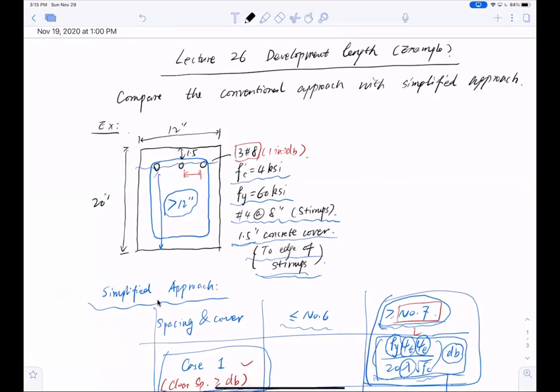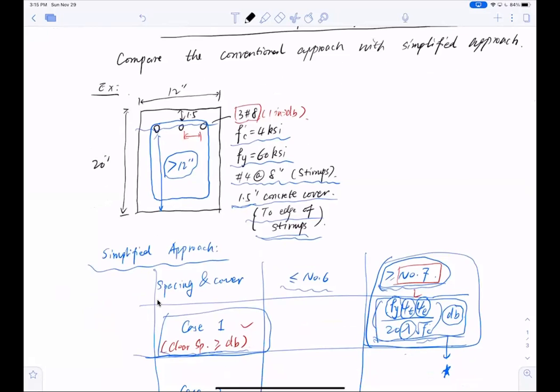And this is on the example of calculating development length of the bars, okay? So to calculate development length of the bars, let's take a look at the example, right? So for the example, I have a rectangular section right here and have a width of 12 inches.